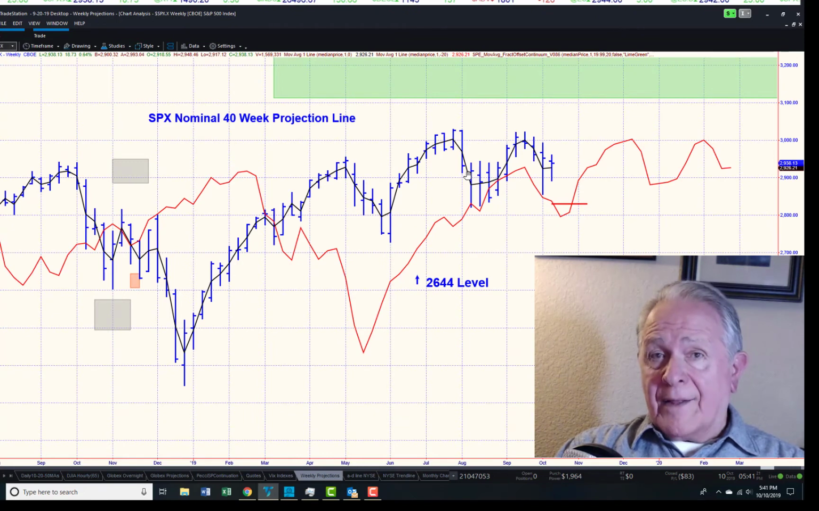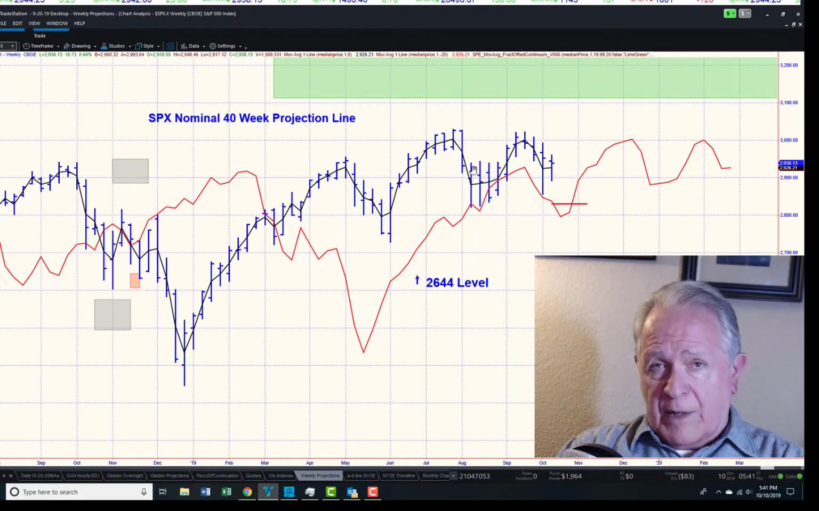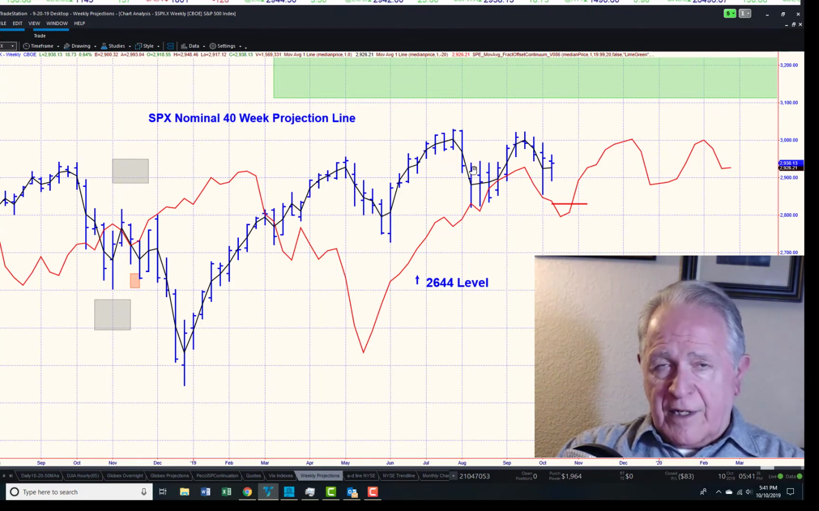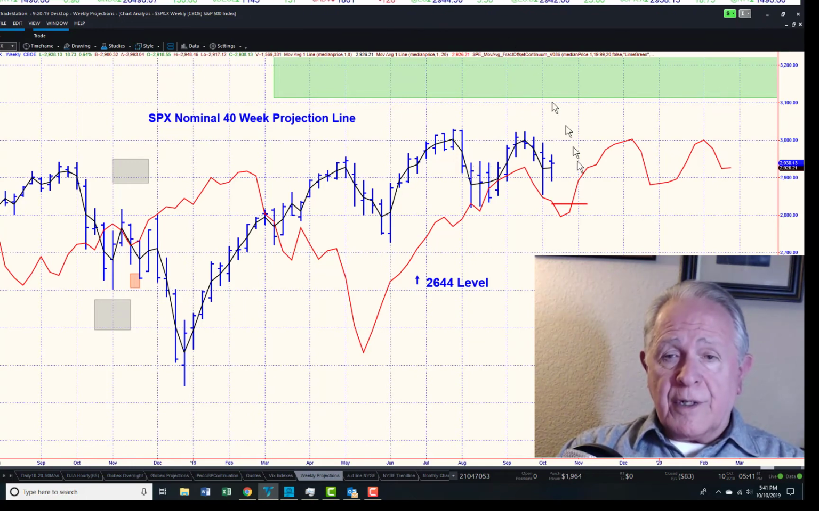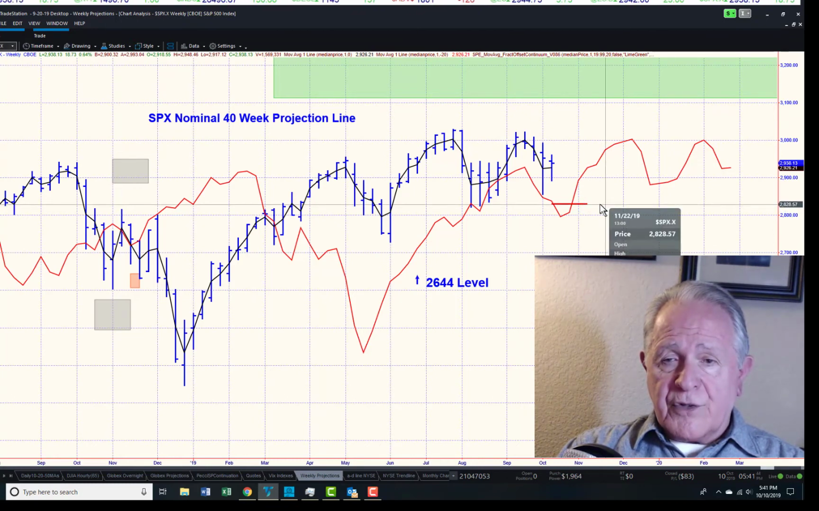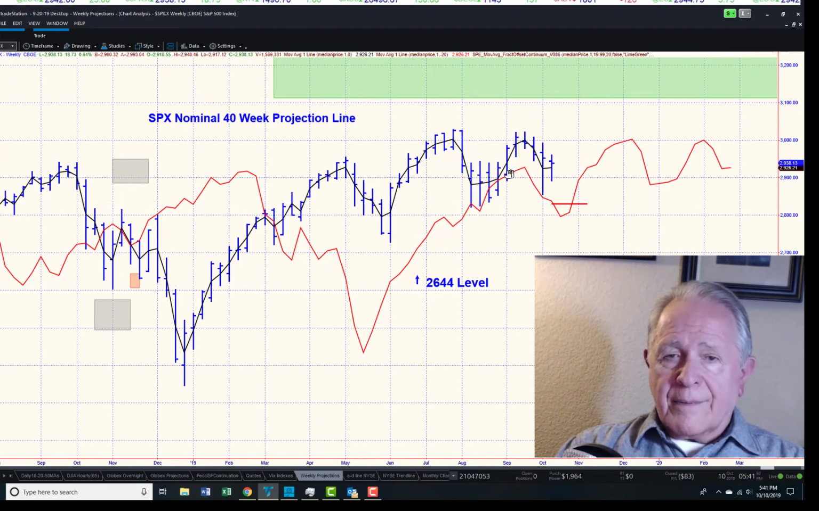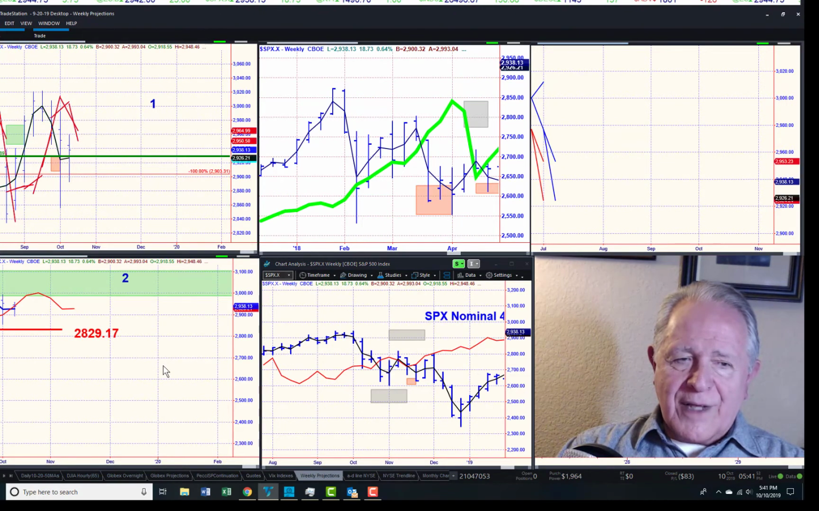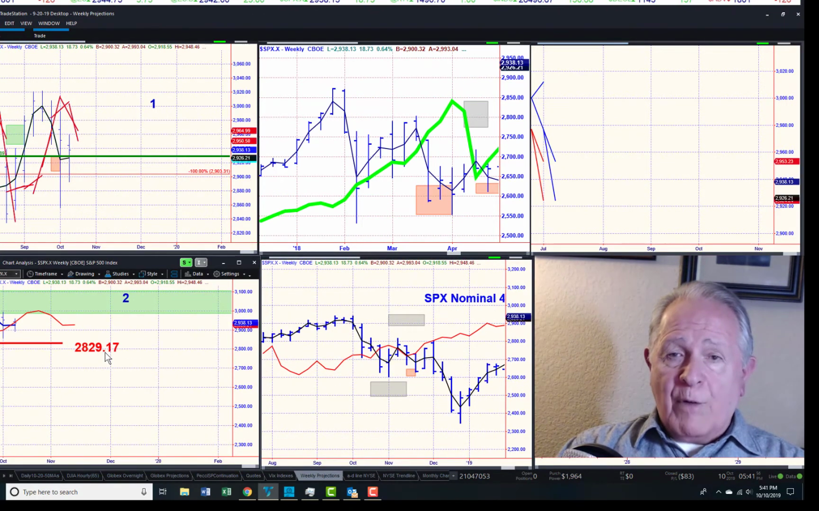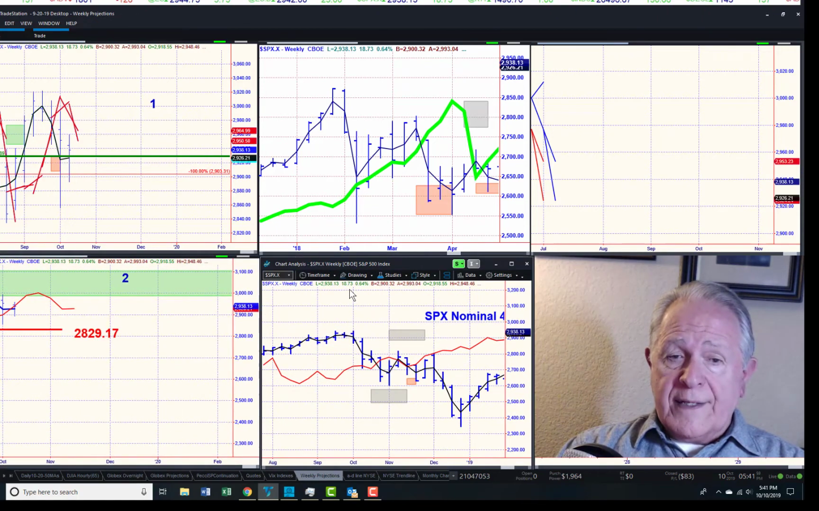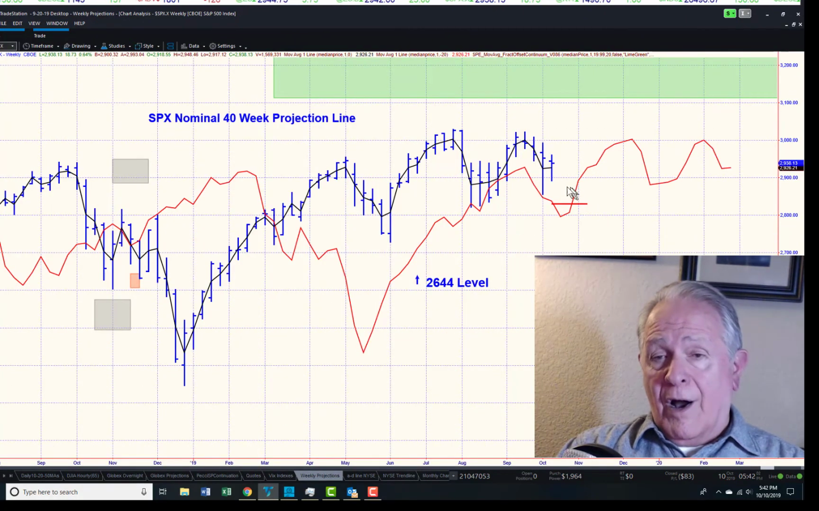So if we get that downside projection, that not only invalidates the upside on the nominal 10-week, that's the 5-week offset. If we get that, and we'll know tomorrow if we do, and I gave you the numbers to watch to see if indeed that upside is invalidated, then we will have a downside projection to right around this level here, which is 2829 or so. In fact, let's go back and look at it. There it is, 2829.17. That will be the downside projection. All we did was take that number and put it on this chart.